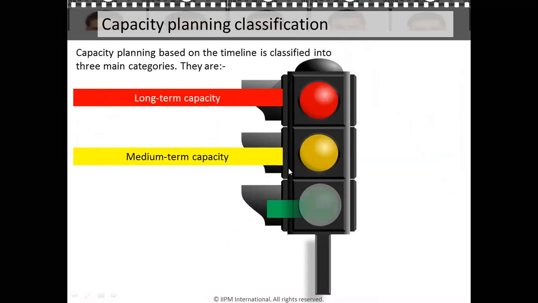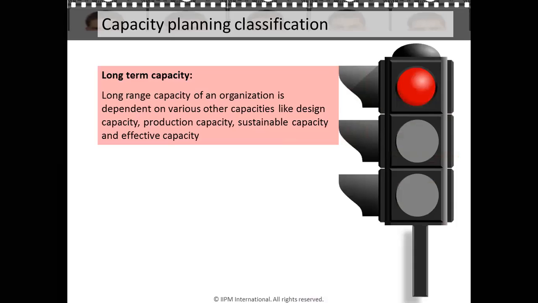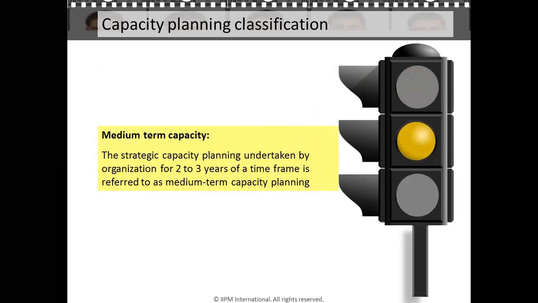Capacity planning classification. We have the long-term capacity planning, the medium-term capacity planning, and the short-term capacity planning. Now, let's quickly look at each one of them. Long-term capacity planning: the long-range capacity of an organization is dependent on various other capacities like design capacity, production capacity, sustainable capacity, and effective capacity. For the medium-term capacity, strategic capacity planning undertaken by an organization for a 2 to 3 year time frame is referred to as the medium-term capacity planning.